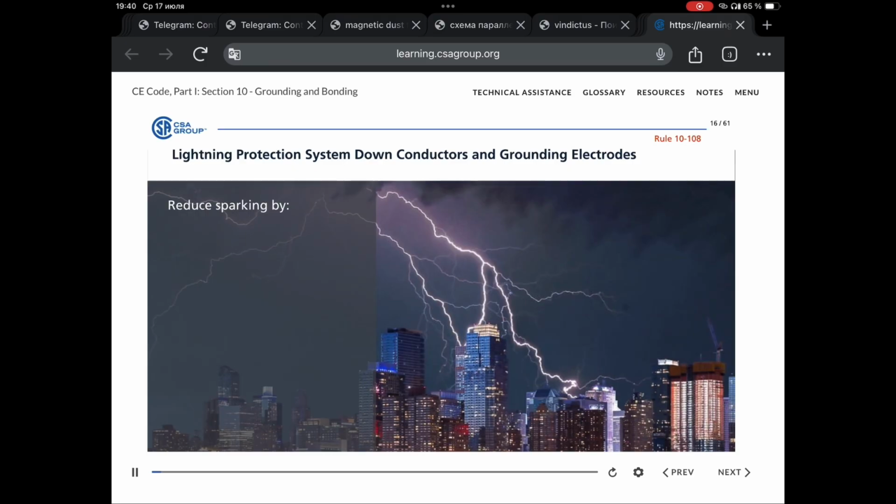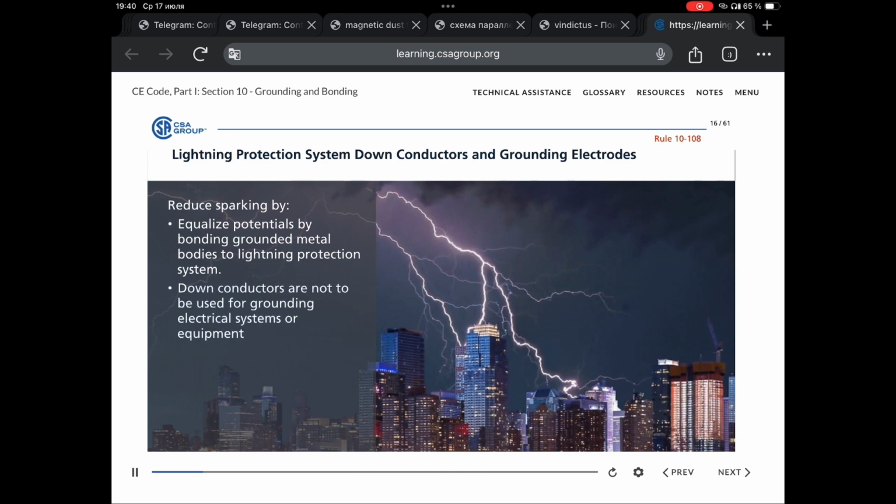To reduce the possibility of sparking, it is necessary to equalize potentials by bonding grounded metal bodies to the lightning protection system. Rule 10-108 requires that down conductors not be used for grounding electrical systems or equipment. The grounding electrode for a lightning protection system shall be dedicated for use solely by the lightning protection system.